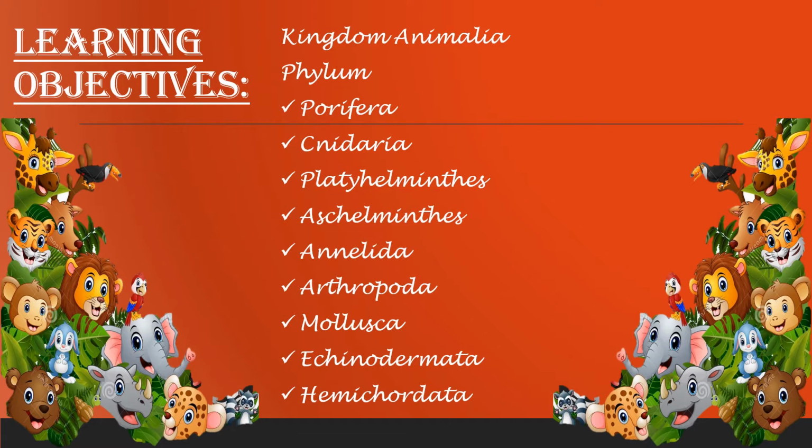Students, now let us see the learning objectives for Module 2. In this module, you will be learning about Kingdom Animalia, and under Kingdom Animalia, there are 10 phyla, but in Module 2, we will be learning about 9 phyla, that is phylum Porifera, phylum Cnidaria, phylum Platyhelminthes, phylum Aschelminthes, phylum Annelida, phylum Arthropoda, phylum Mollusca, phylum Echinodermata, and phylum Hemichordata.